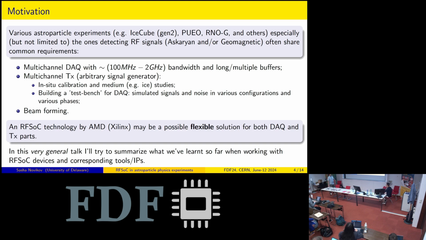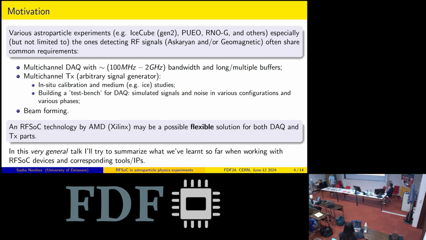Essentially, the signals come from either Askaryan radiation or geomagnetic radiation, and a lot of those experiments share common requirements. Since we're talking about similar radio frequency signals in a similar bandwidth, between about 100 megahertz and 1.5 gigahertz, we can try to develop the same DAQ system. And some of the experiments require long and multiple buffers.